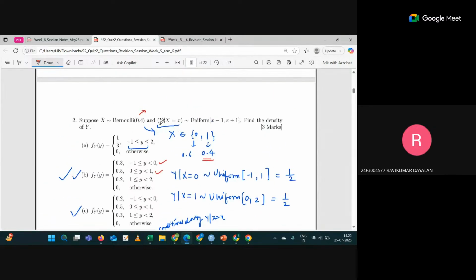Sir, repeat the last part. So see, this is the Bernoulli, right? If I'm saying X follows Bernoulli with P, this means X will take value 1 with probability P, and it will take value 0 with probability 1 minus P. That's all.